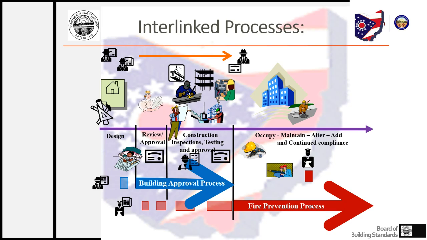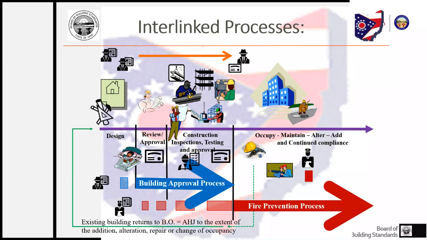The owner may want to maintain, alter, repair, add to his business, and those activities may trigger enough kind of work that he has to go back to the building department and get approval to make those alterations to his business. He may want to put an addition on, and it will send it back.